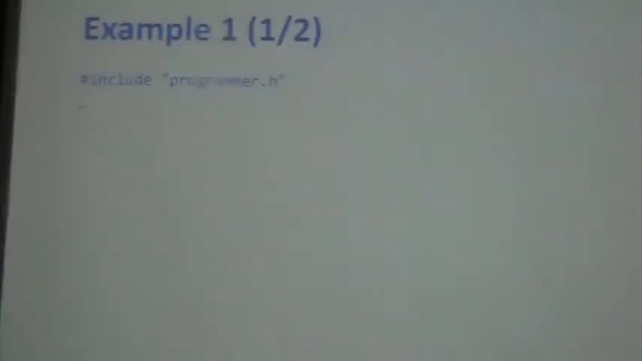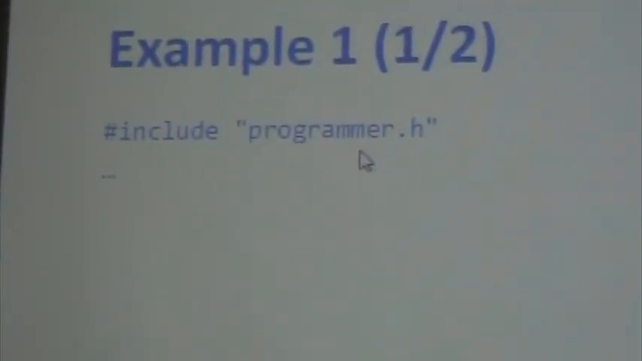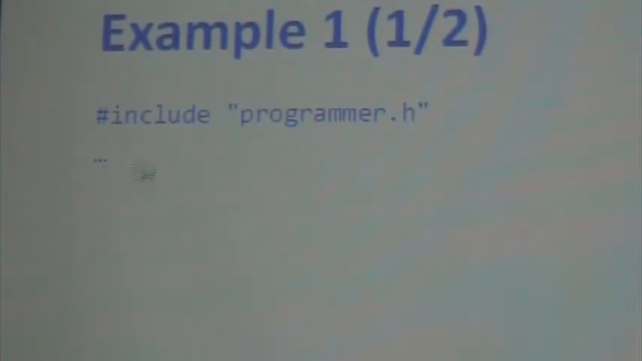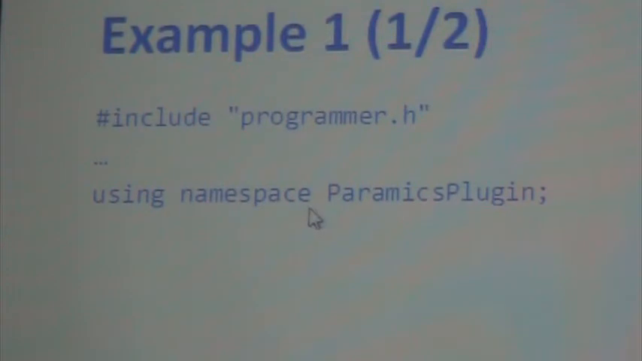So this is a framework that I typically use when I develop my Paramex plugin. This is the whole source code. In the beginning, we have to include a header file called programmer.h. Then we have other includes we need. Then we use namespace Paramex plugin, but this is not something important. This is for myself.